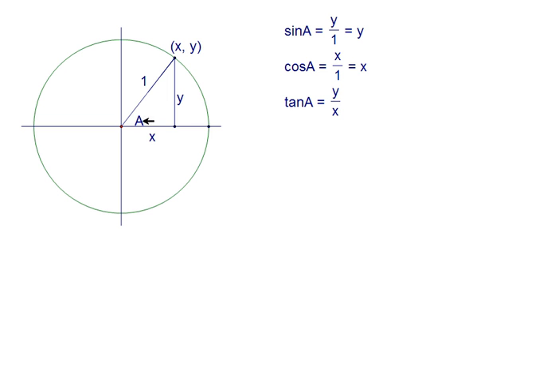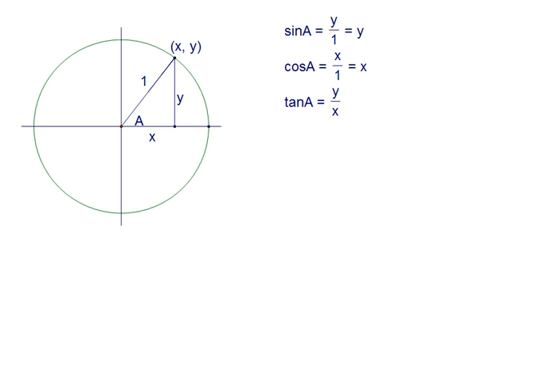We have sine of the angle is opposite, which is y, over hypotenuse, which is 1. Well, y over 1 is just y. So sine of A is y. Cosine of A is adjacent, which is x, over hypotenuse, which is 1. Well, x over 1 is just x. And then tangent is opposite over adjacent.